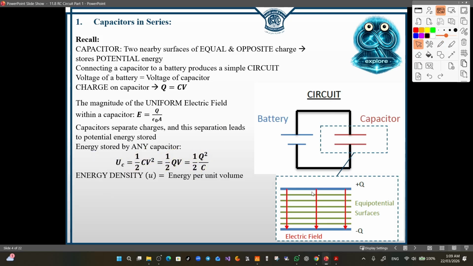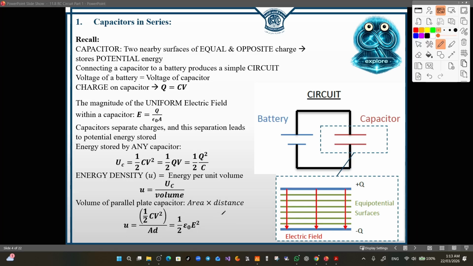Now we can define the energy density, lowercase u, which is equal to energy per unit volume. So it's the potential energy that we found in the previous expressions over the volume of the capacitor. To find the volume of the capacitor, we just need to multiply area times distance, where the area is the area of the plate and the distance is the separation between the two plates. So u is equal to half C V squared over A times d.